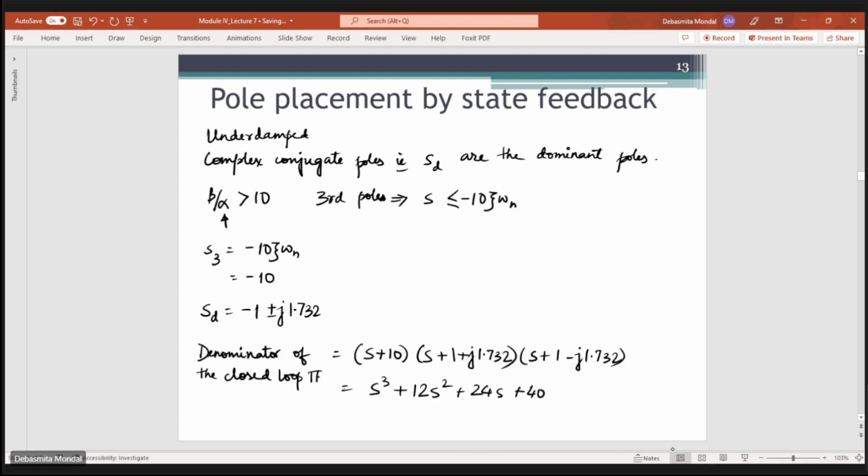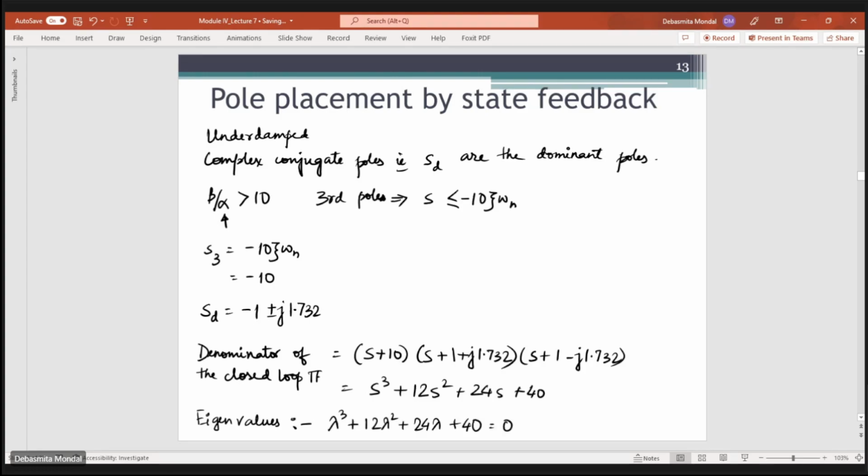So in order to satisfy the given criteria, that is the value of zeta and omega n, these will be the position of the closed loop poles and this will be the characteristic equation of the closed loop system. You can also write this equation in terms of eigenvalues. So the desired closed loop characteristic equation will be lambda cube plus 12 lambda square plus 24 lambda plus 40 equals 0.